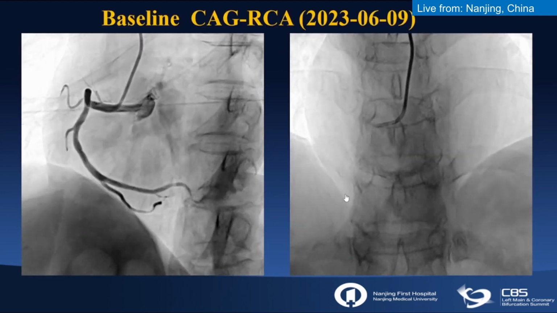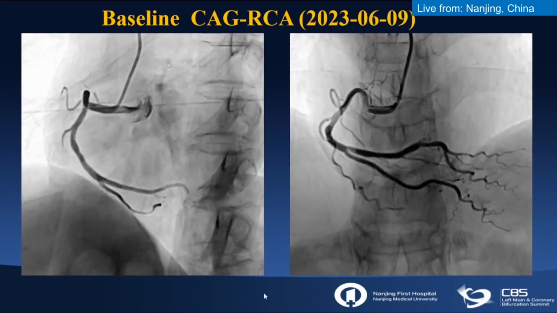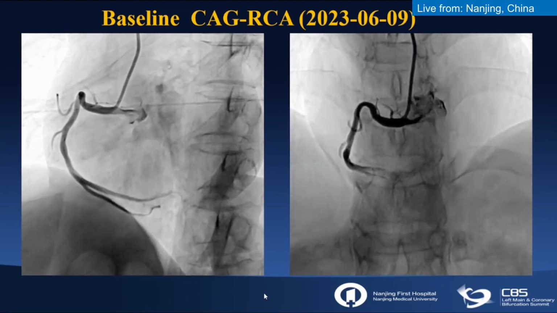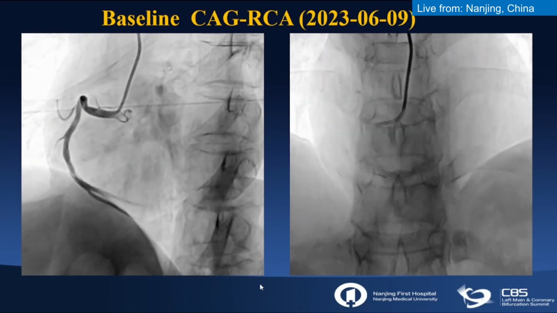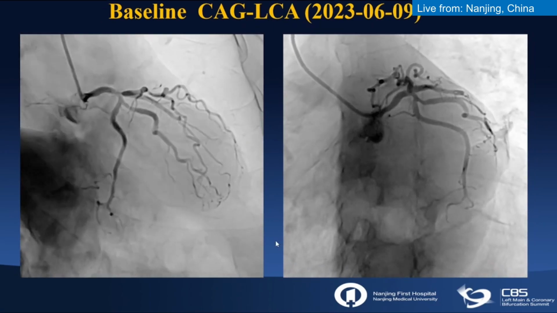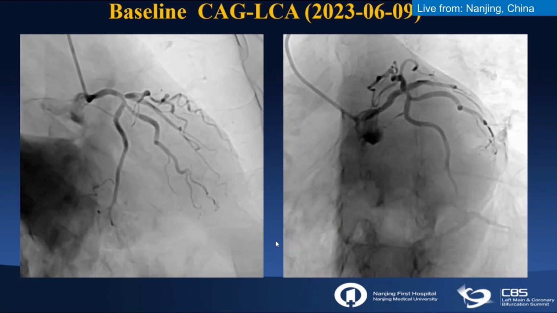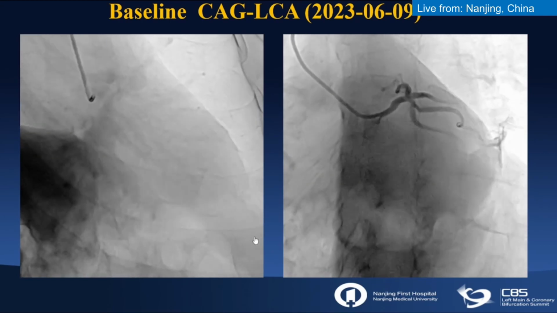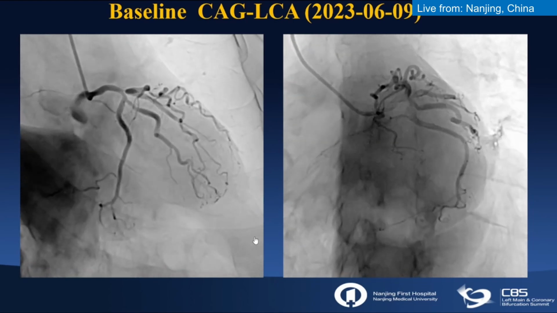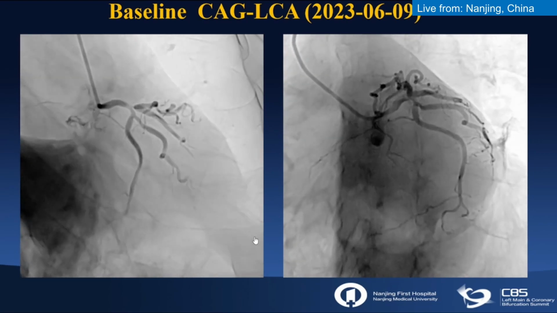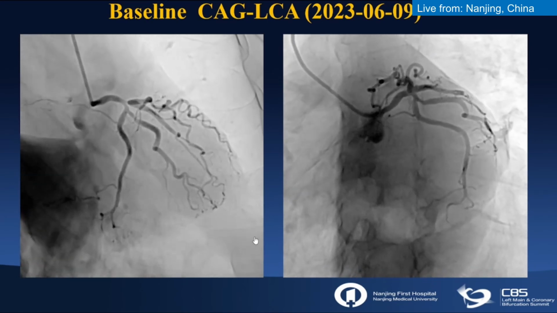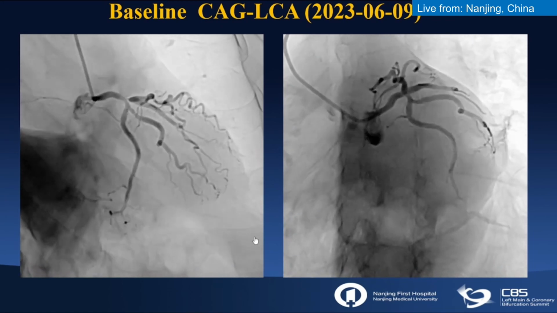The patient did the CAG 3 days ago. We see the LAO and cranial position shows the proximal and middle segment of the RCA is a mild stenotic lesion. Next. We see the caudal position shows the distal left main is a severe stenotic lesion. The ostium of the LAD is a severe stenotic lesion, and the proximal LCX is a severe stenotic lesion. We also see the proximal OM is a severe stenotic lesion too. Next.